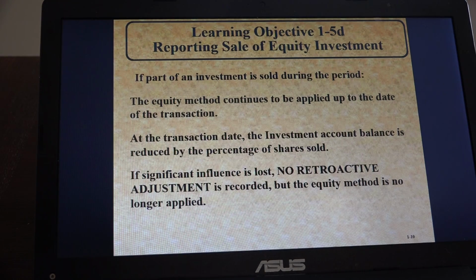All right, if you sell a part of an investment, the equity method continues to be applied up to the date of the transaction. So you've got to make adjustments all the way up to the date of the transaction. And then the investment account balance is reduced by the percentage of the shares sold at the transaction date.